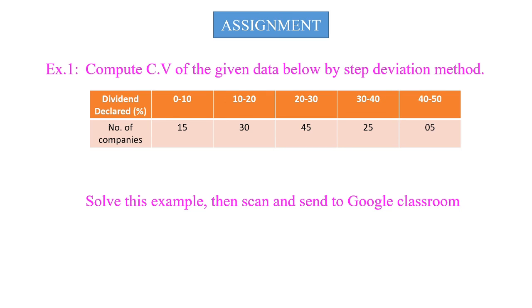You will solve an assignment, and this is a very simple problem to solve. Compute the CV of the data given below by the step deviation method. You will solve this problem using the step deviation method, and you will find the coefficient of variation. This is a frequency distribution table. First we have to solve for standard deviation, and then we have to solve for CV. The formula of CV is equal to sigma, that is standard deviation, divided by the arithmetic mean, that is mod x bar, into 100. Students, solve this example, scan it and send it to the Google Classroom.